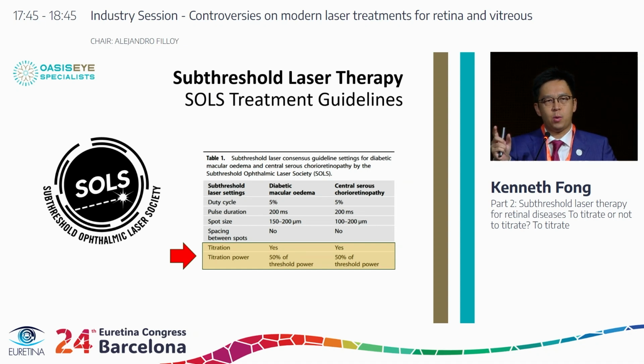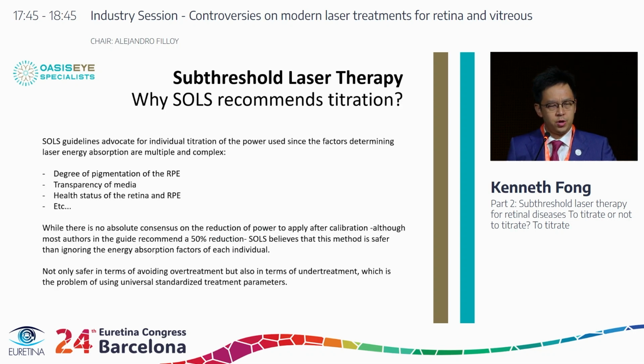You choose a power until you see a barely visible burn. And on the EasyRed machine, there's just one button that you press, and it immediately reduces the power by 50%. So that really solves the problem of the fear that you're over or under treating the case. But I cannot comment on the other machines that have the subthreshold laser function. So it really allows individuality of treatment.